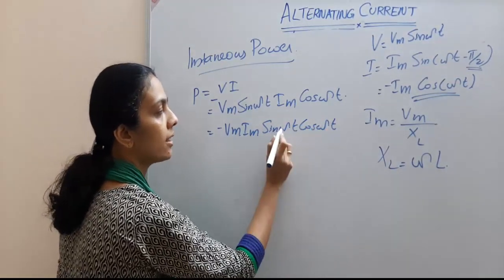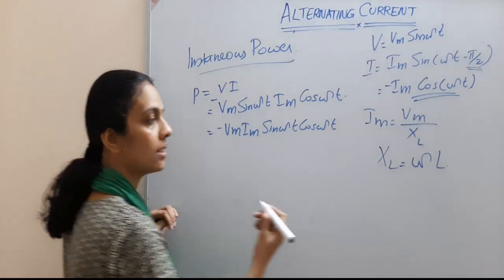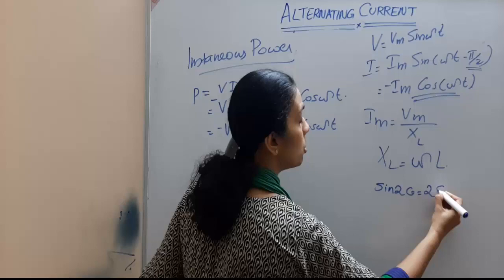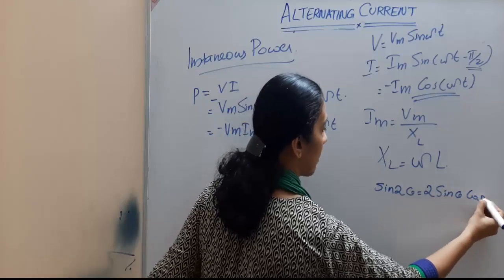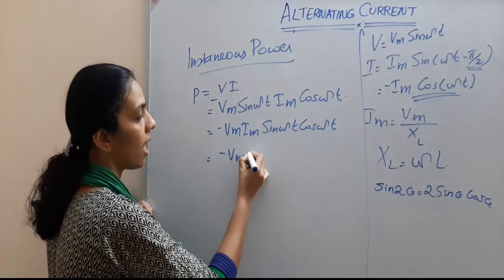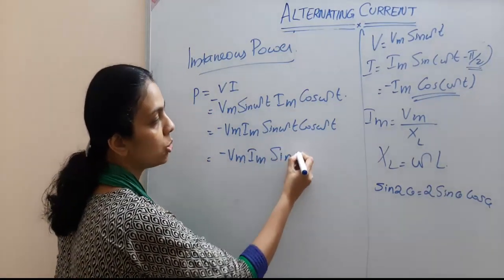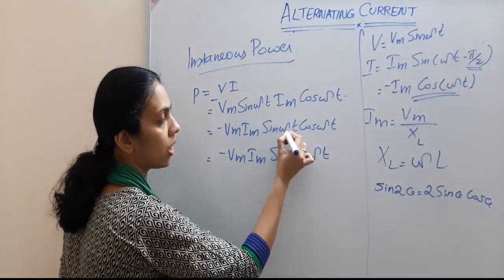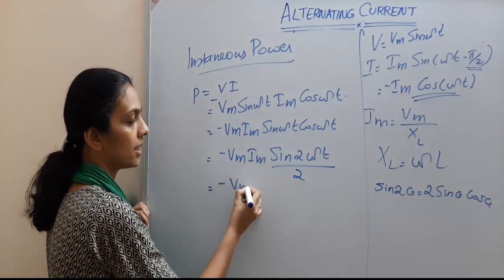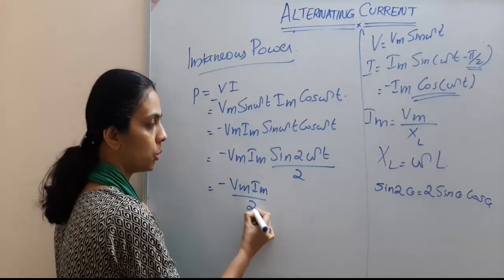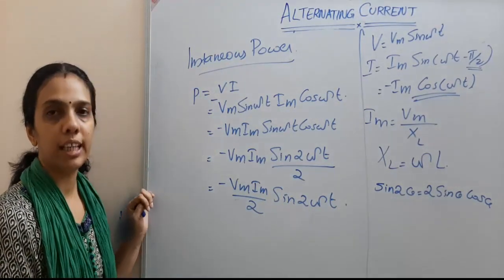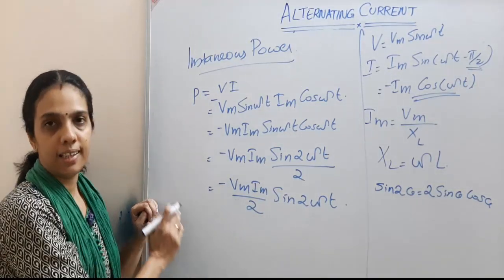So how can we change sin theta cos theta? See, sin 2 theta is equal to 2 sin theta cos theta. So we can write this as minus Vm Im by 2 sin 2 omega t. This is the value which we are getting for our instantaneous power.